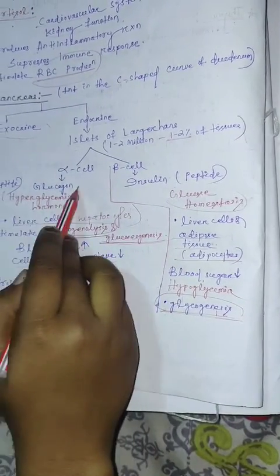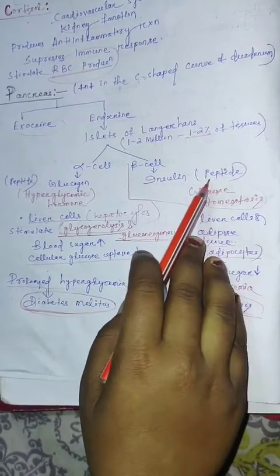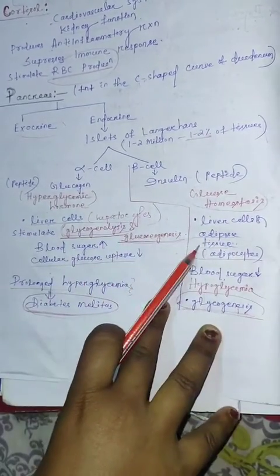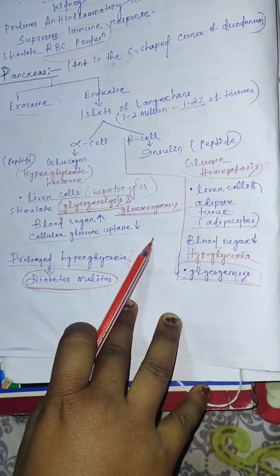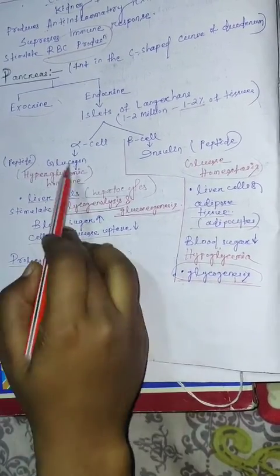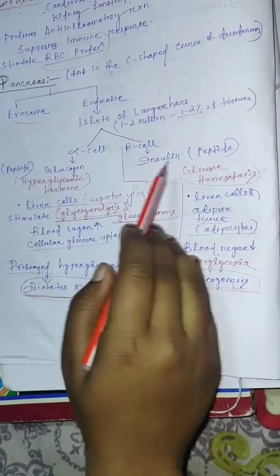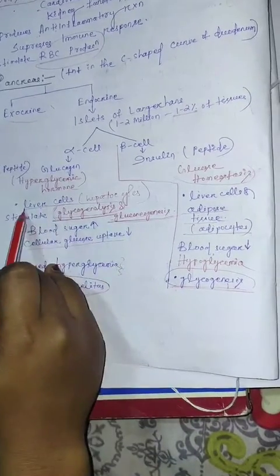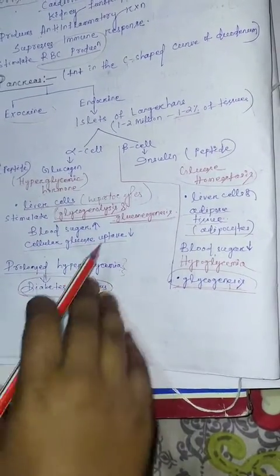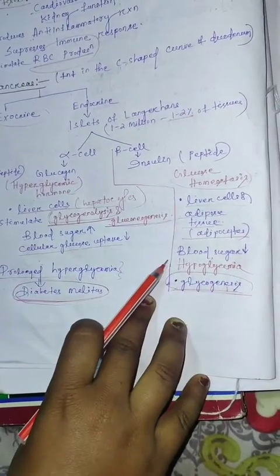Alpha cells produce the hormone glucagon and beta cells produce the hormone insulin. Both these hormones are peptide hormones. The difference between glucagon and insulin will be as follows. Glucagon is a hyperglycemic hormone, whereas insulin is a hypoglycemic hormone. Glucagon acts only on liver cells, but insulin acts both on liver cells and adipocytes.